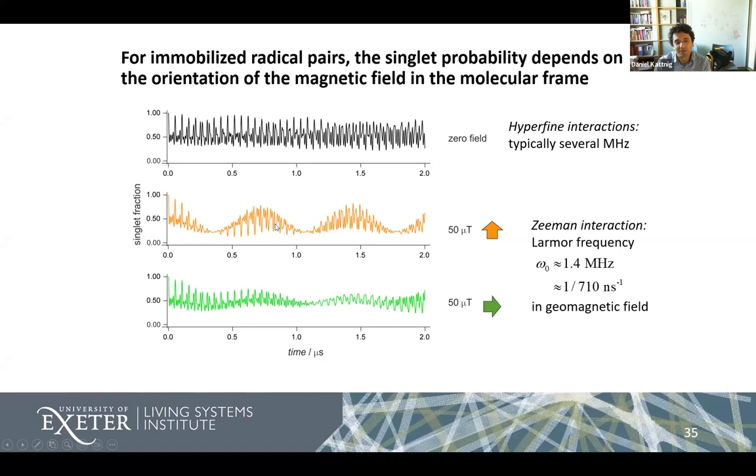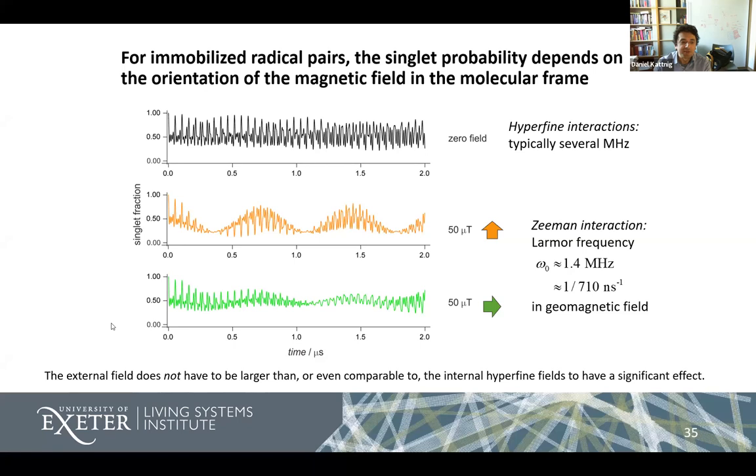What, however, is interesting is that the process is dependent on the orientation of the magnetic field. That is, if you point the magnetic field in one direction and the other direction, we obtain a different singlet probability as a function of time. The reason for that is that the hyperfine interactions are intrinsically orientational. They're not usually isotropic, as we have seen before, in particular for the FAD radical pair. It's also important to point out that this process can be sensitive to weak magnetic fields that are much, much weaker than the frequencies associated with the internal magnetic fields, namely the hyperfine interactions.